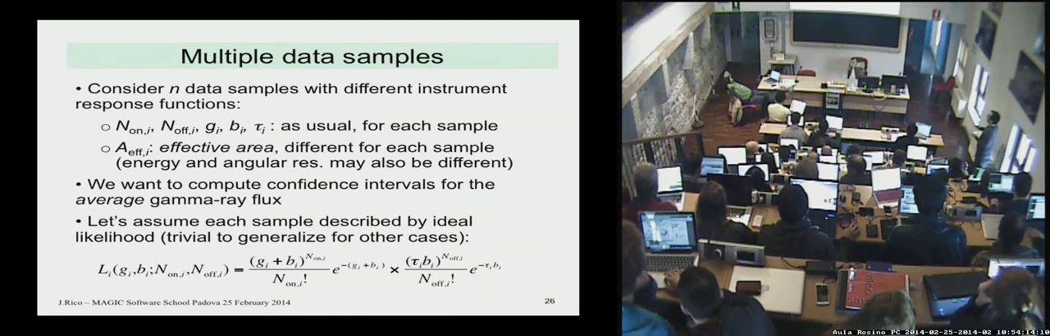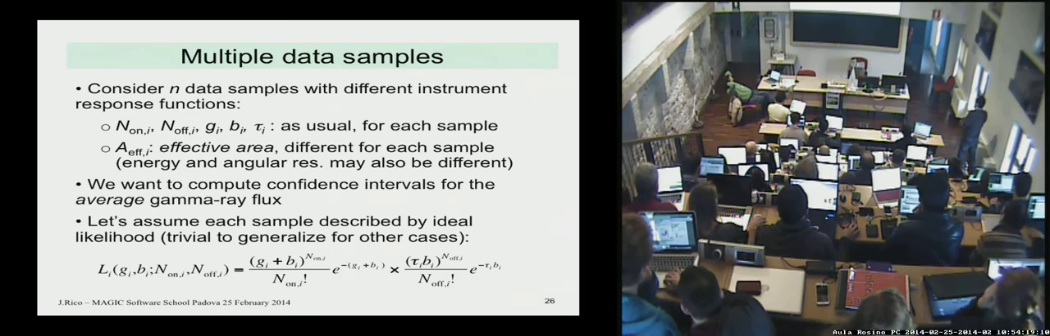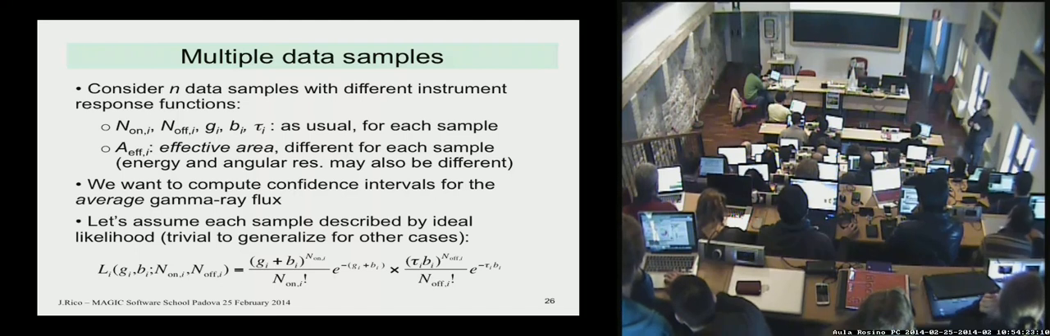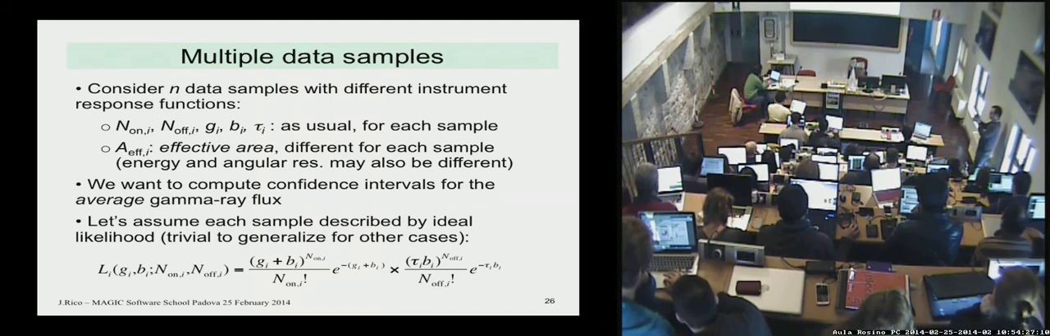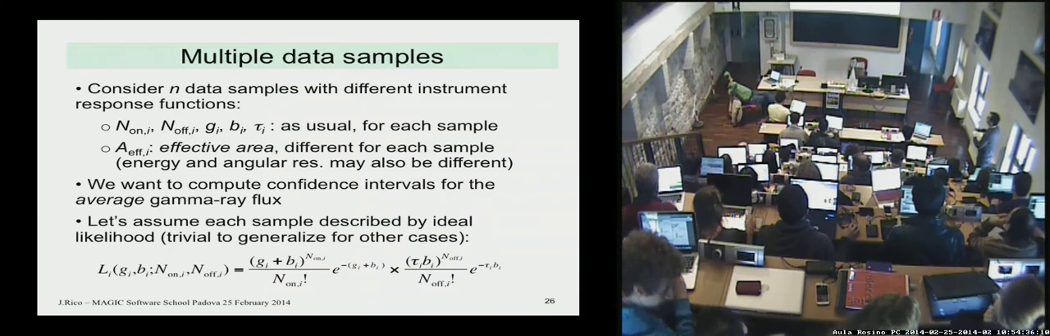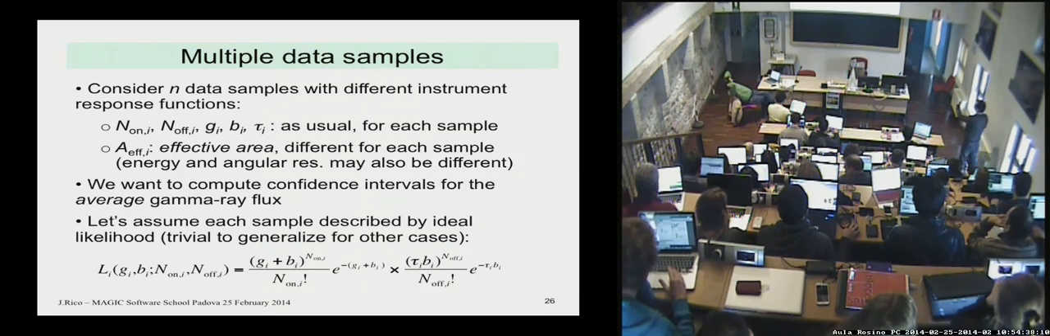Now, what we may want to do is to compute a confidence interval for the average gamma ray flux. It only makes sense for the average, because if it's time dependent, you will be doing time bins, and for each time bin there will probably be one relevant sample, and you compute it, and that's it. But if you want to merge everything together and compute confidence intervals for the average gamma ray flux, you have to make some tricks.